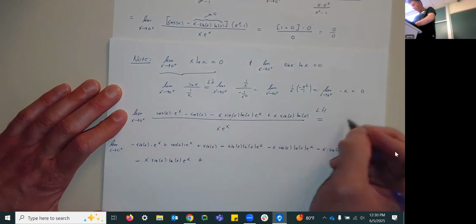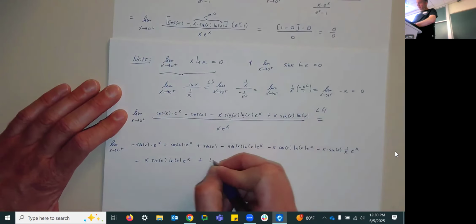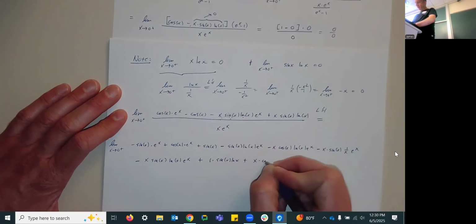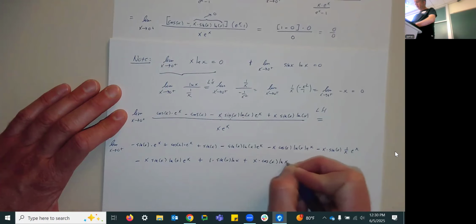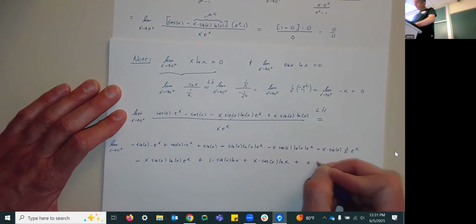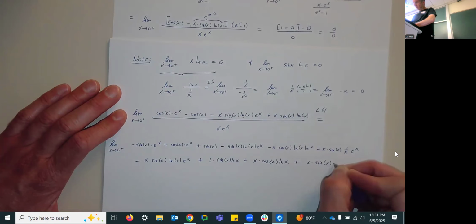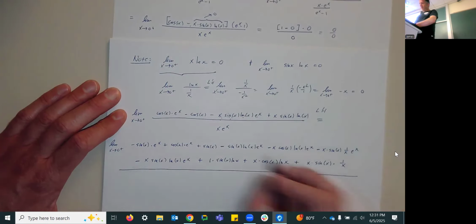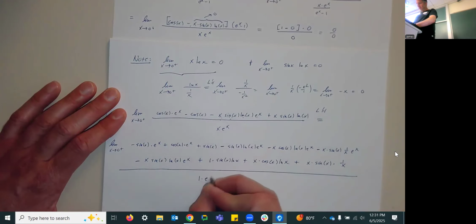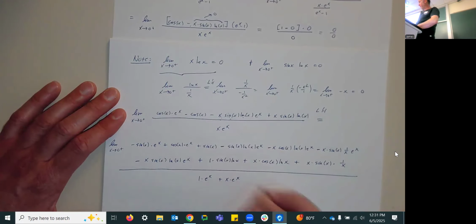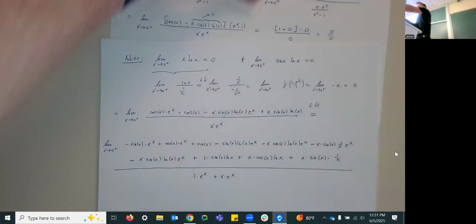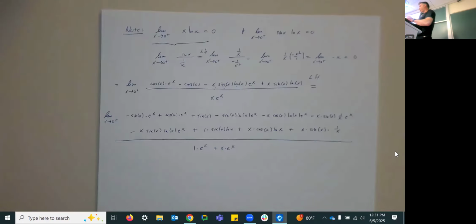Plus, now a triple product rule. Derivative of x times sine times natural log plus x times the derivative of sine times natural log plus x times sine times the derivative of the natural log of x. All divided by the derivative of the bottom, which is 1 times e to the x plus x times e to the x. Yeah, exactly. All right, we're almost done, I promise, with this problem.